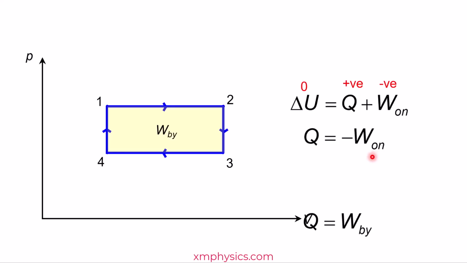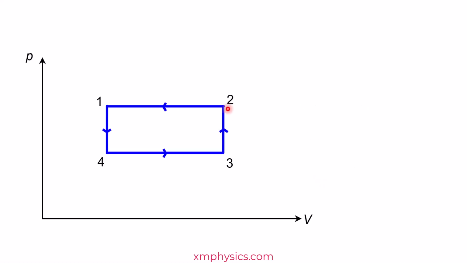For this particular one, it might be more convenient to write Q as equal to work done by the gas. Meaning in this cyclic process, in each cycle, the net work done is by the gas, and this requires an input of heat into the system. So this enclosed area not only represents the work done by the gas, it also represents the required heat input during each cycle. Now what if we reverse the direction?